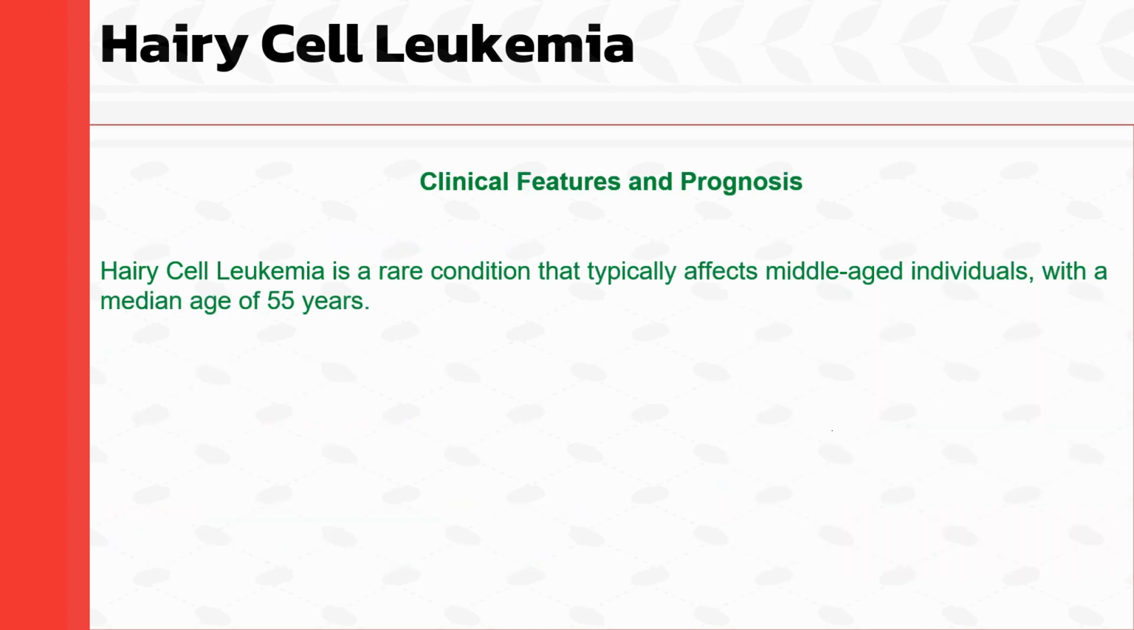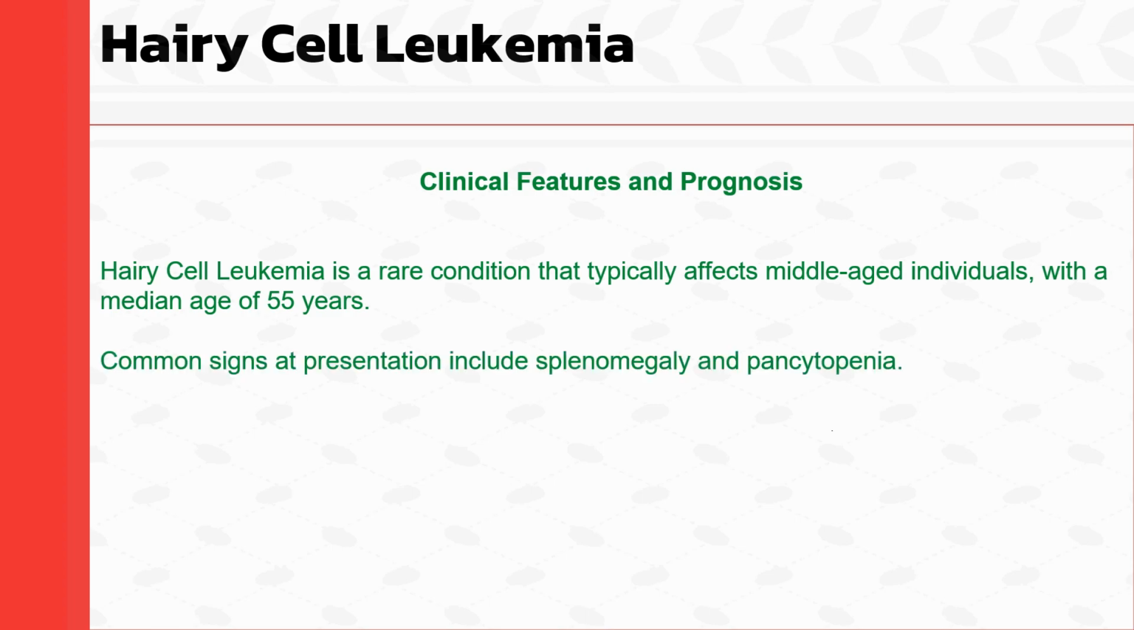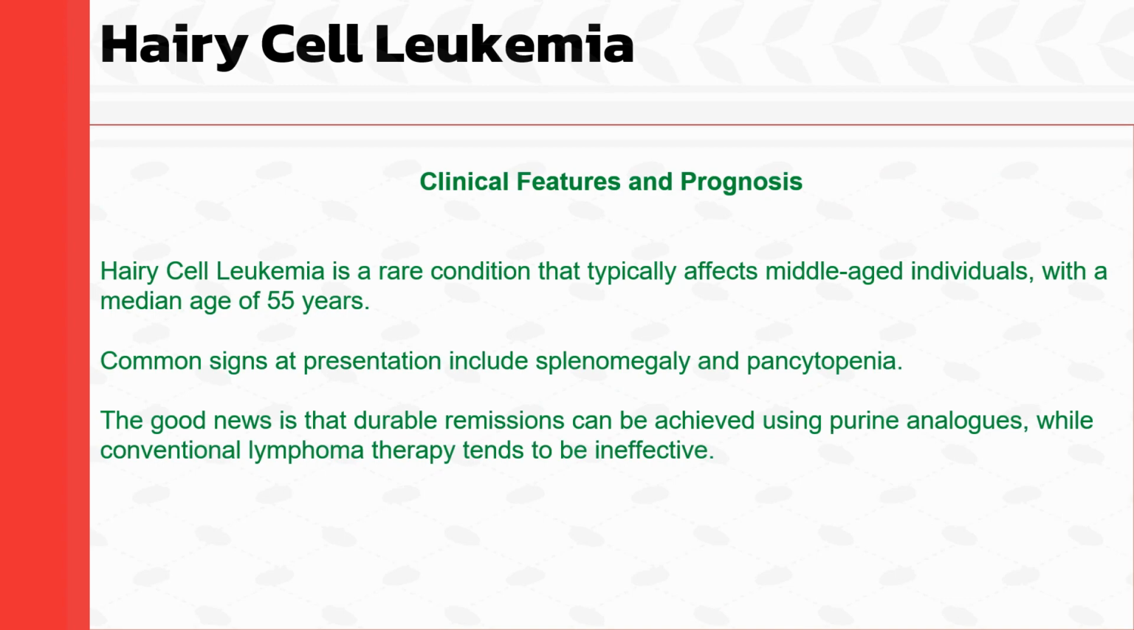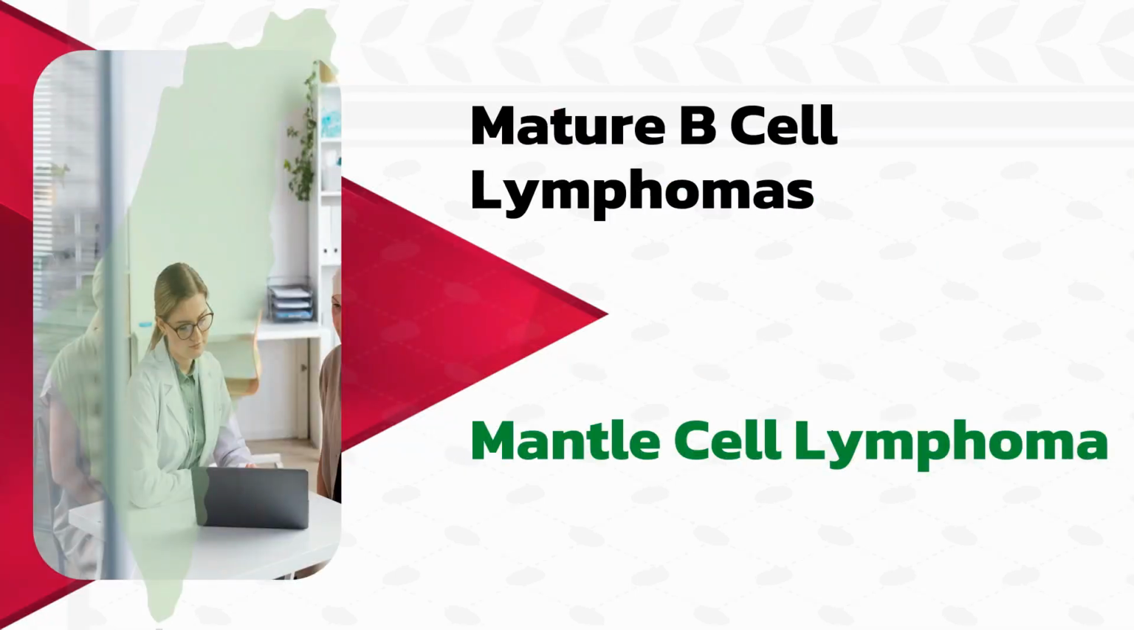Hairy cell leukemia is a rare condition that typically affects middle-aged individuals, with a median age of 55 years. Common signs at presentation include splenomegaly and pancytopenia. The good news is that durable remissions can be achieved using purine analogs, while conventional lymphoma therapy tends to be ineffective.